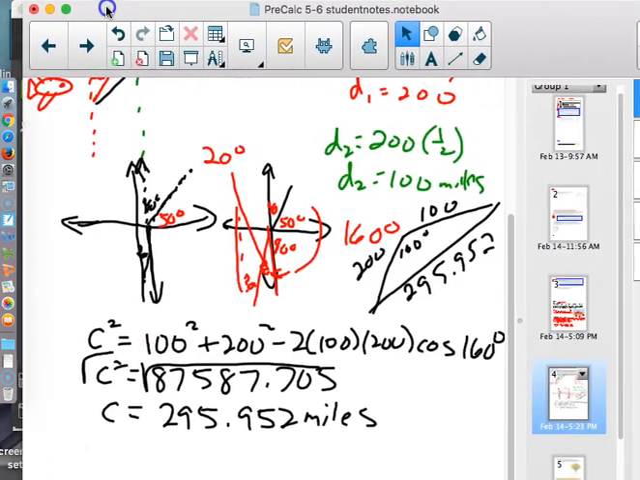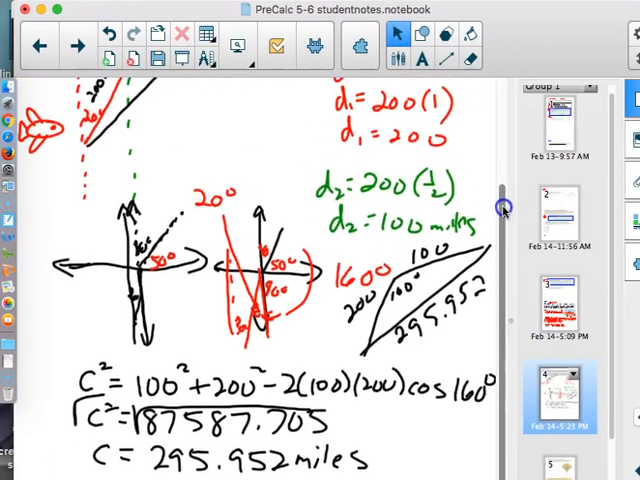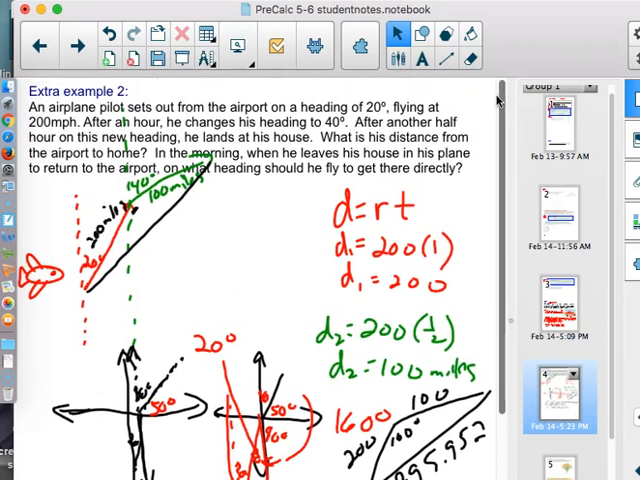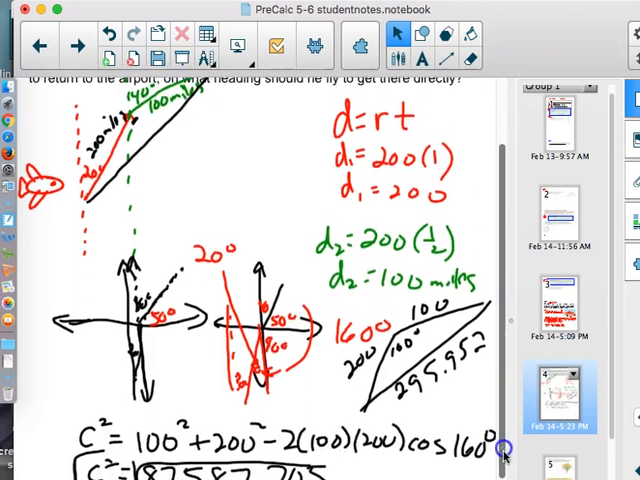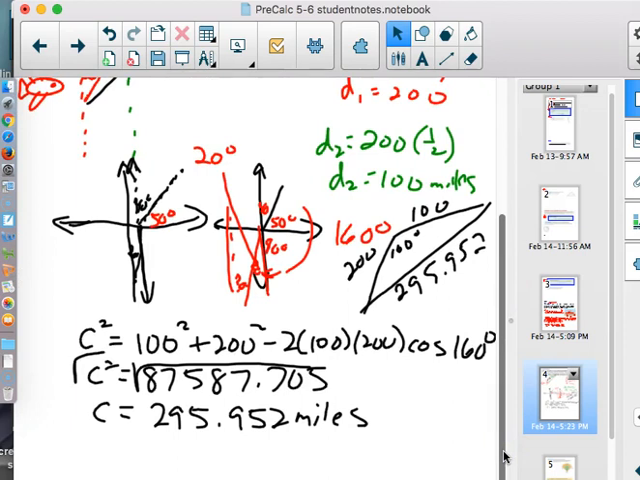And let's go back up and find out what else they wanted, because there was a lot more to this problem. So this one says he lands at his house. Now we want to know the distance from the airport to home. Already found that. In the morning, when he leaves his house in his plane to return to the airport, on what heading should he fly to get there directly? Okay, so what we want to know is, if he's at his home and he turns around and goes back, what is that going to be right there? Because that's a part of what we need to figure out, his heading to go back home. Now, that's not all of it, but that's a big part of it.